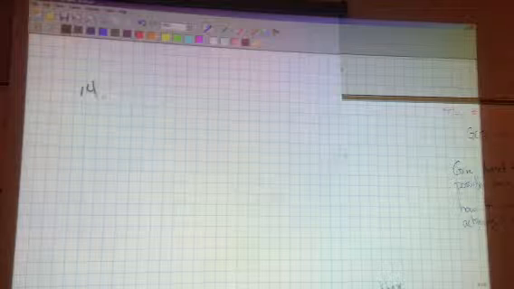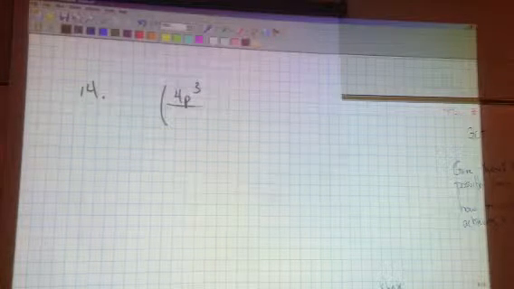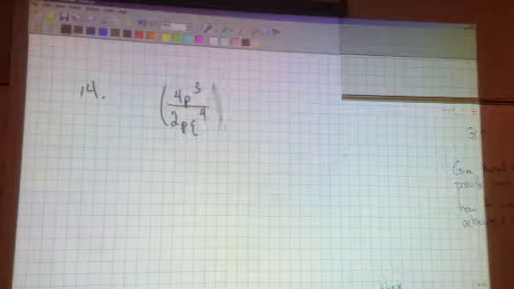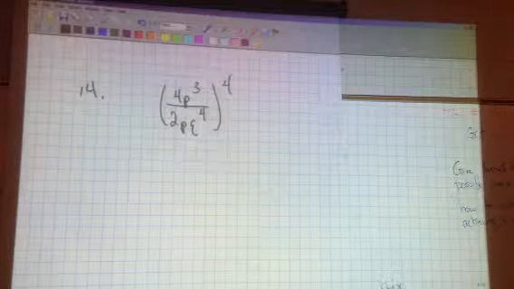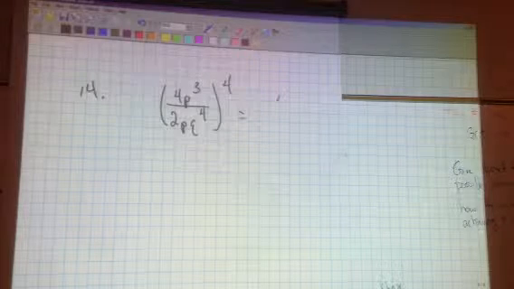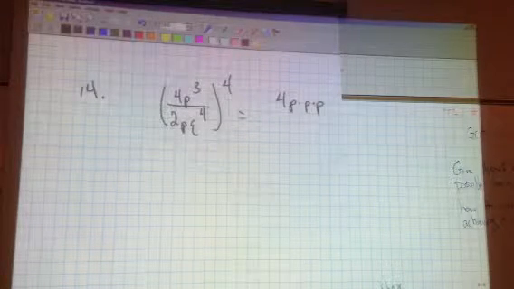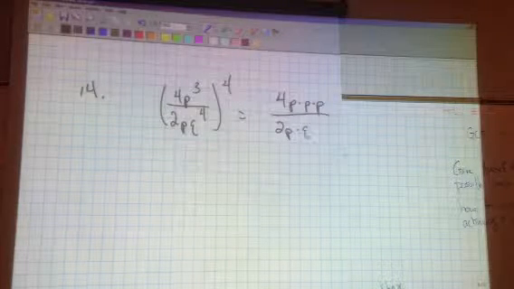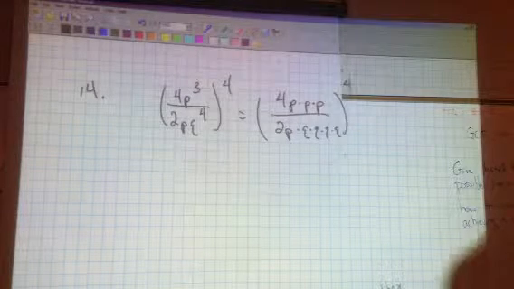14. There's a few techniques you can use, really, that'll all be right. In this case, let's just simplify this fraction first. So I'll just show you kind of what's going on here. If I have 4p to the 3rd, that's like p times p times p, all over 2p, and then q to the 4th. I got 4 q's being multiplied, and that's all raised to the 4th power.